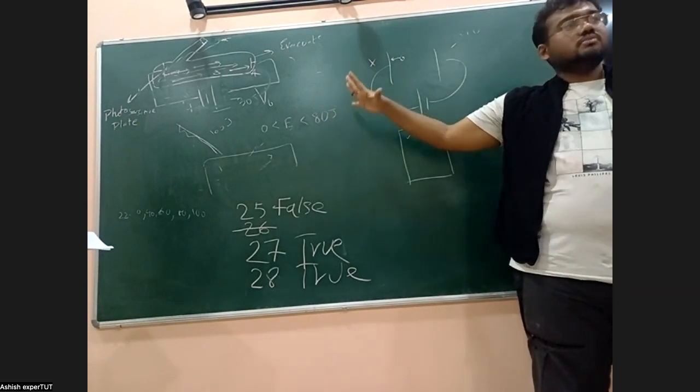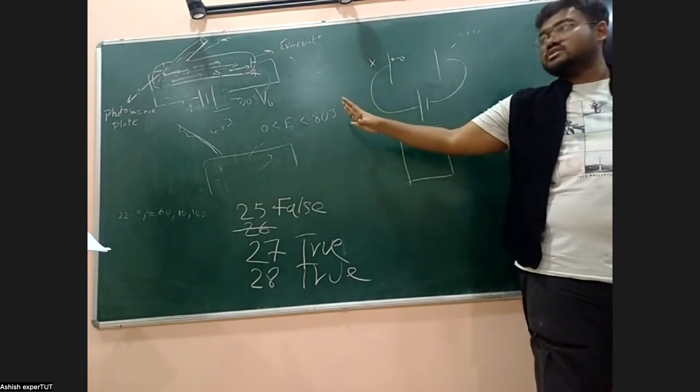If you have a dispersed beam, then the intensity is lower. Okay, so it depends.